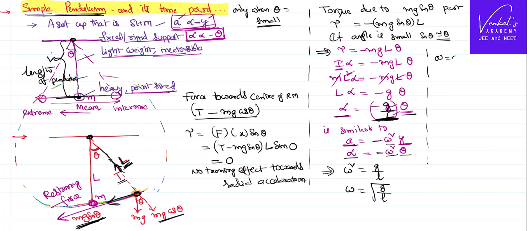Omega can be written like d theta by dt. When one rotation is completed, the angle covered is 2 pi. dt is the time taken for one rotation, that happens with one oscillation, that is T. So in the place of omega, I can write 2 pi by T equal to root of g by L. So the time period of a simple pendulum is 2 pi into root of L by g, where L is the length of the pendulum and g is the acceleration due to gravity. This is the way that we can find out the time period of a simple pendulum.